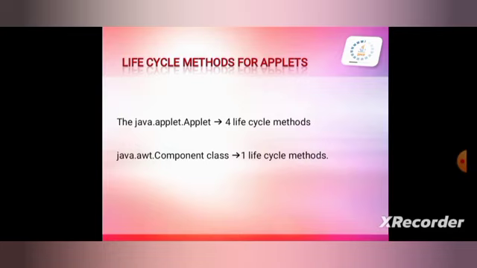We have two main packages to run the applet program. The first one is java.applet and the other is java.awt. The java.applet class contains four lifecycle methods: init, start, stop, destroy. And the java.awt package, AWT means abstract window toolkit. AWT is mainly used to communicate the applet programs with the client. It has only one method inside it, that is the paint method.